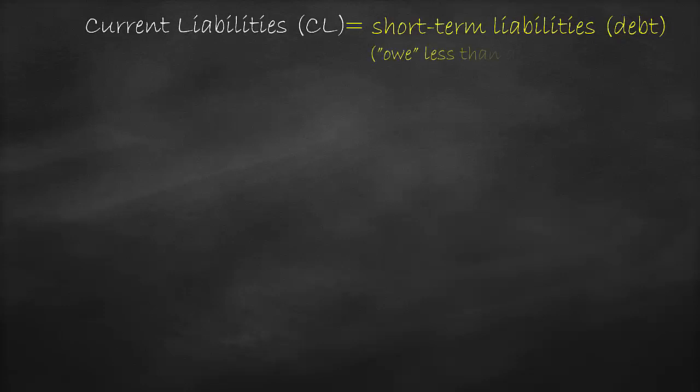Current liabilities refers to short-term liabilities or short-term debt, which is what the firm owes for a maturity of less than a year. Examples of current liabilities are accounts payables.